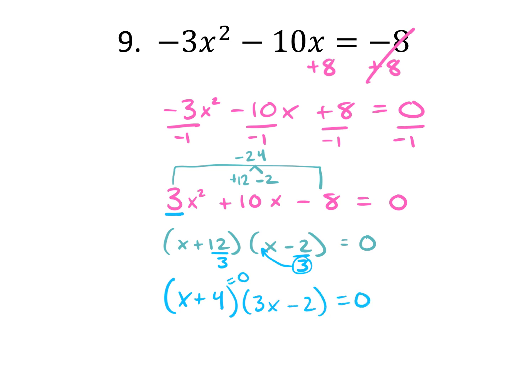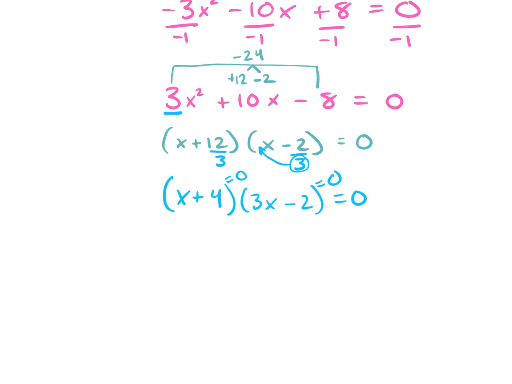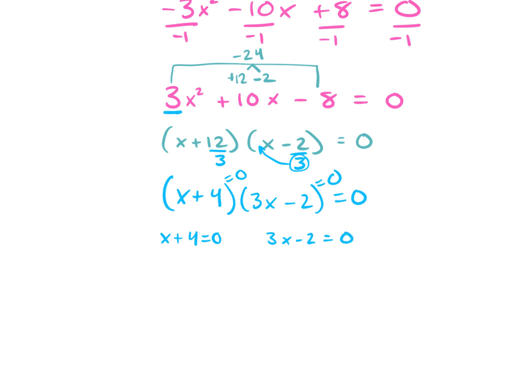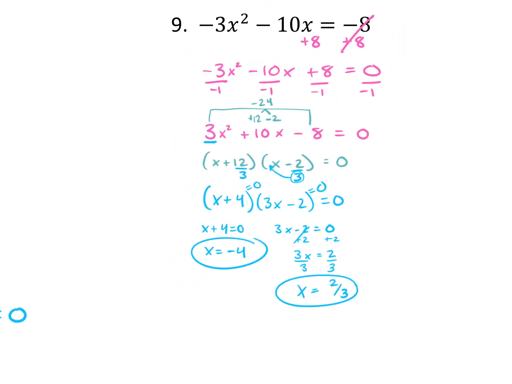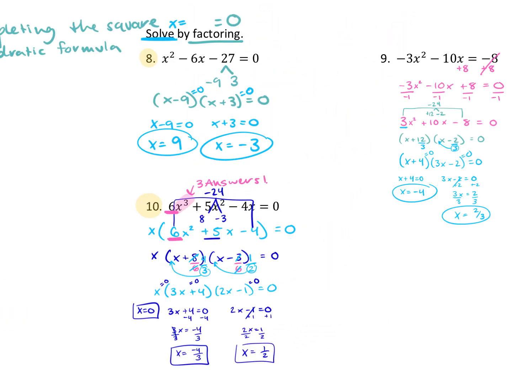Now we can set them both equal to 0. x plus 4 equals 0. 3x minus 2 equals 0. So x is equal to negative 4. Second one, we got to do a little bit more work. We've got 3x equals 2, and then divide by 3. So x equals 2/3. So these would be our two answers here.